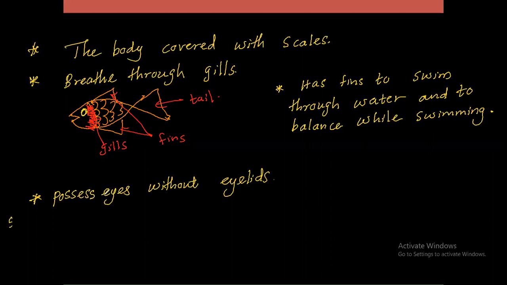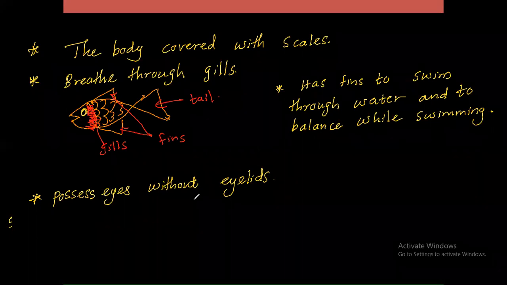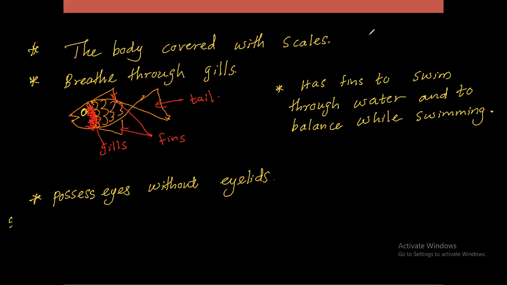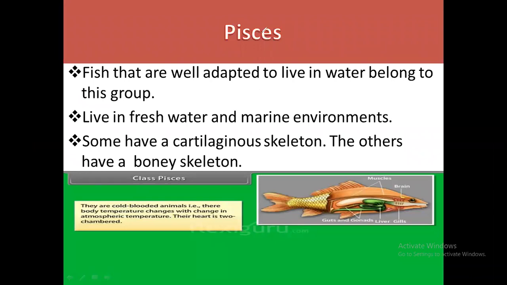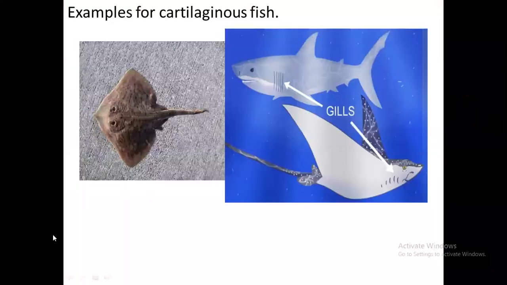These are the features of fish. And we have to talk about two types: cartilaginous fish and the bony fish. Today, did you finish? Yes, teacher. Right. Then we talk about some fish being cartilaginous and some being bony fish.